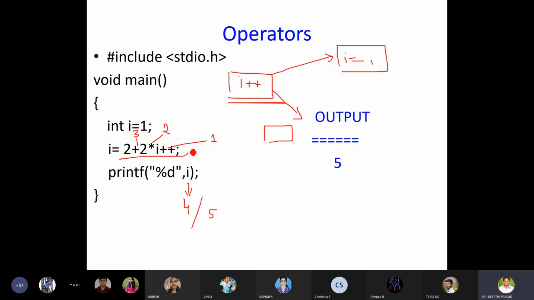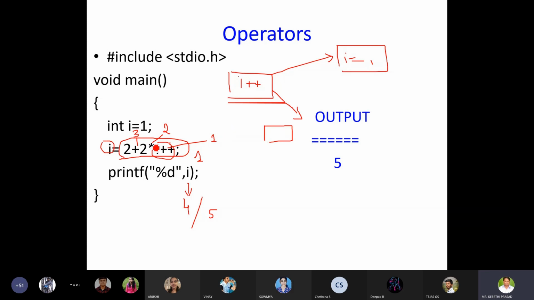During the execution of the statement, the initial value of I will be treated. This is evaluated. Result of this one is 1 because incrementation takes place after the execution. During the execution, the value of I will be considered. After the execution, I value gets incremented. Keep this in mind. So 1 is the result. Then multiplication, 1 into 2, 2. 2 plus 2, 4.